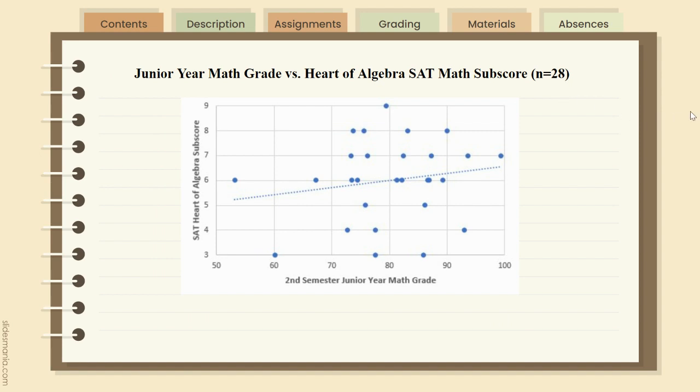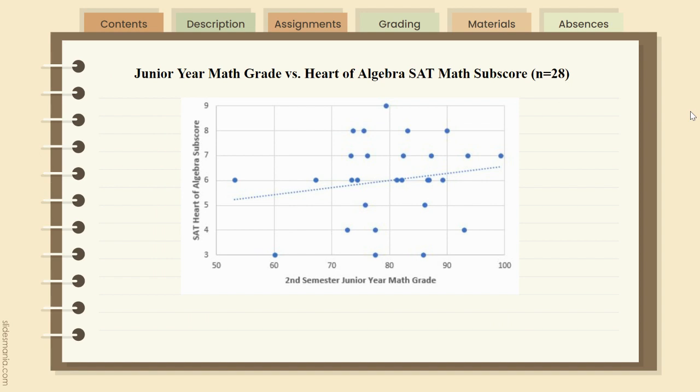So, where the problem becomes clear is when you look at the connection between our junior year students, their math grade, and the connection between that and the score that they earn on the SAT math portion, specifically zoning in on the Heart of Algebra subscore.